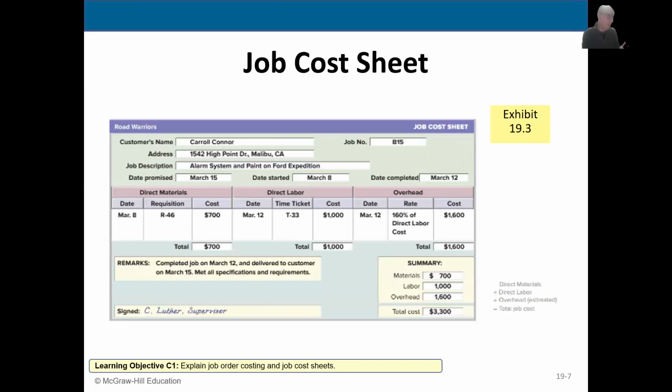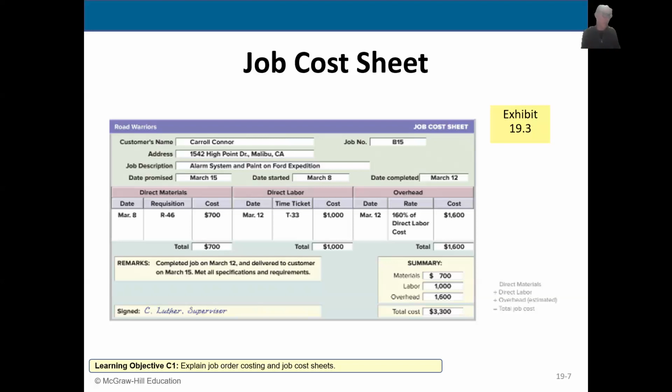Now that form, it's going to have all of the individual parts and their associated costs listed out on the requisition form. We take that data from the requisition form, we put it here under the job order cost sheet.